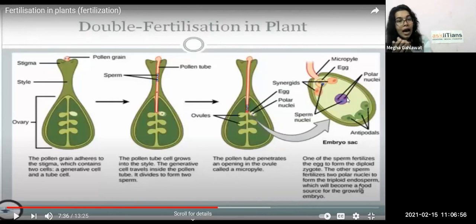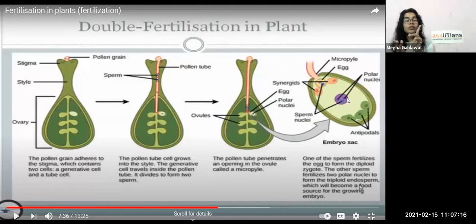Now when that happens, one generative sperm cell fuses with the egg cell and forms the zygote, which is diploid. Diploid means it will have two sets of the chromosomes. Okay, that means it will have the complete DNA.